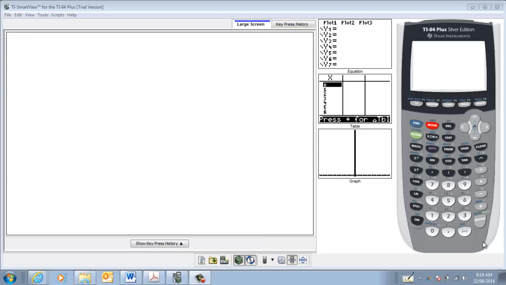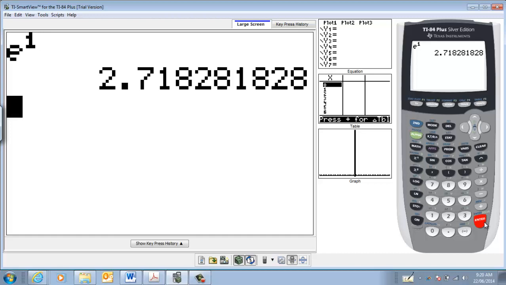Hi guys, we're starting a new topic on exponentials and logs, and I just want to talk about the exponential and what it really is first of all. On your calculator, you will see a button which is your ln and e button. If you do e to the power of 1 and go enter, we get a number of 2.718, and so on.